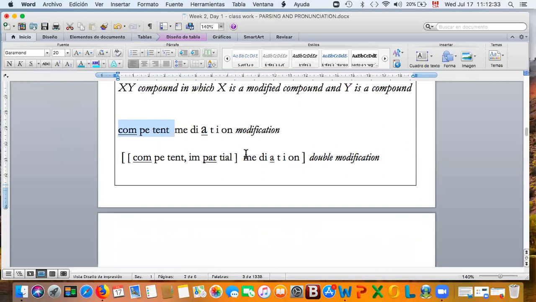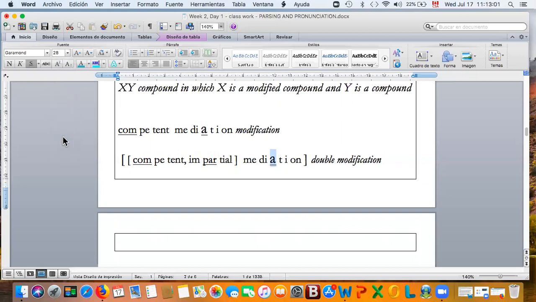Now, what if we have mediation modified twice? In other words, here we've got two modifiers and they both directly modify mediation. All right. So they are on a par with each other. Very simple. Competent, impartial, mediation. It's as simple as that. Competent, impartial, mediation.